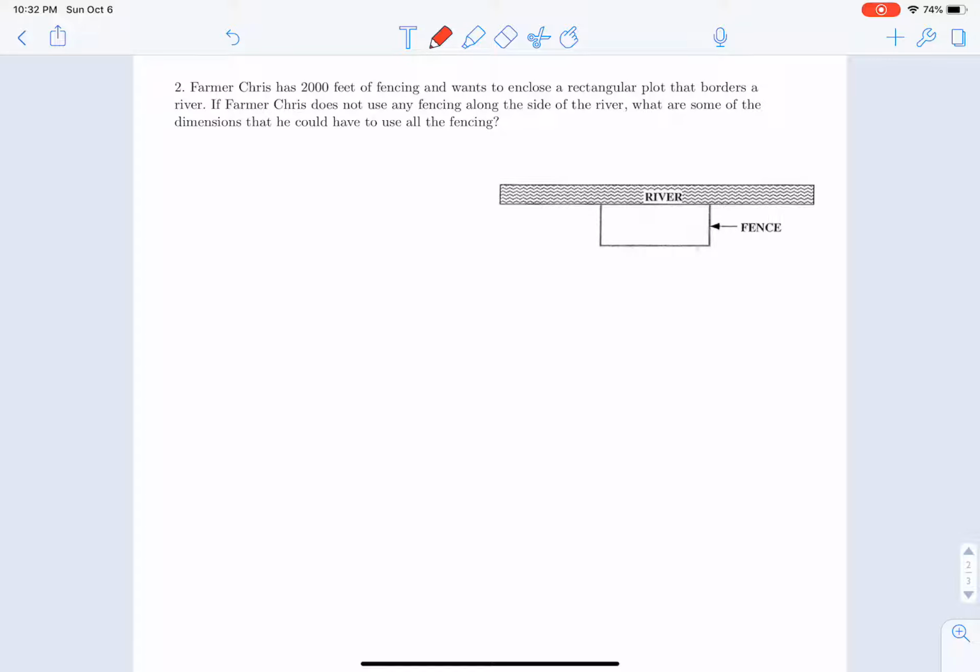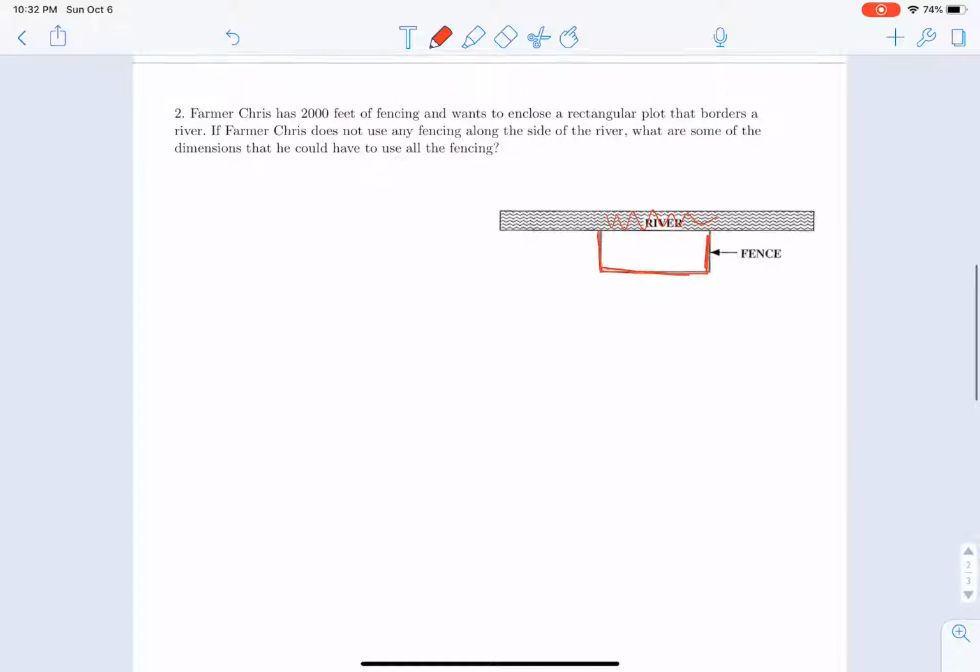Let's give ourselves some examples. We're only using fencing on these 3 sections because this is my river. And I'm looking for the largest area. What are some of the dimensions that he could have to use all the fencing? And then the follow-up question is, what is the largest area he could create for his animals?